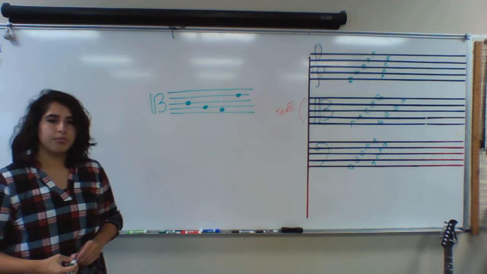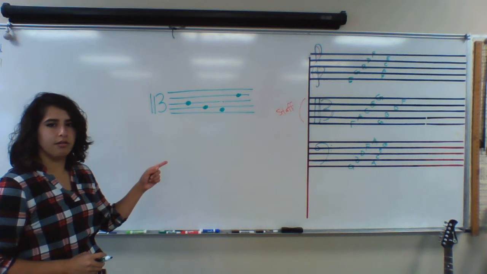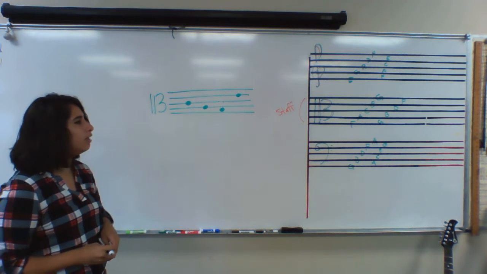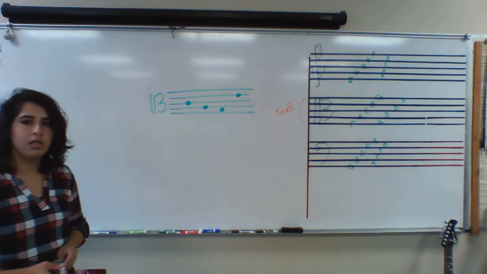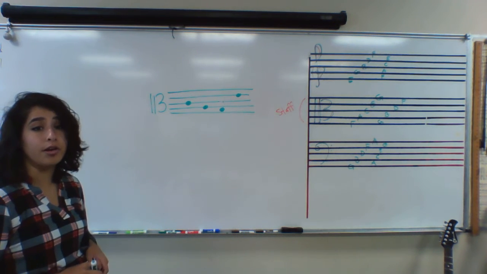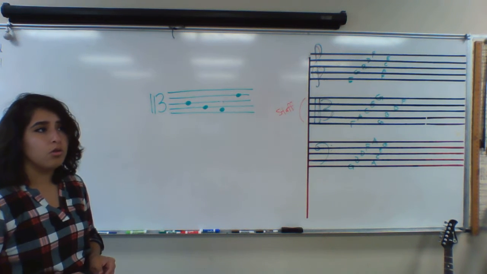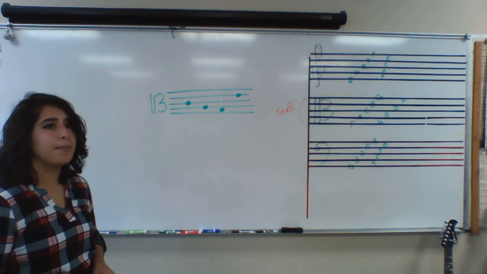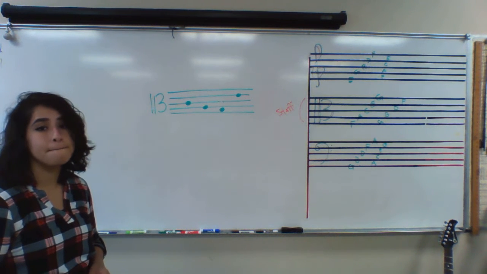Four-letter word. 3rd line, 2nd line, 1st space, 4th line. I can't give you a lot of time to figure it out because this is video. Okay. 3rd line, 2nd line, 1st space, 4th line.